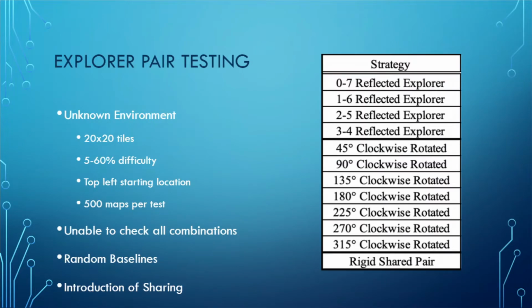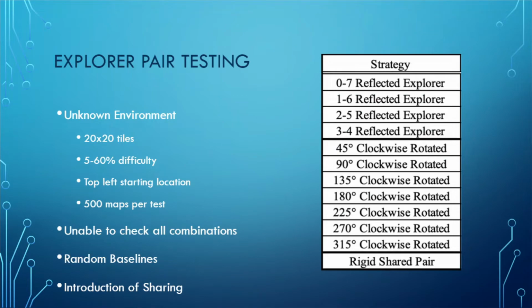For our explorer pair testing, we ran them on an unknown environment that was again 20 by 20 tiles that ranged from 5 to 60% difficulty, with explorers starting in the top left corner. Since we no longer had explorer complements, we ran the explorers on a selection of 500 maps per test. Furthermore, since we were unable to check all combinations of explorers, we created generalized strategies. These strategies included reflected and clockwise, where the explorers were non-sharing, and then rigid shared paired, where the explorers shared information as they mapped the environment.